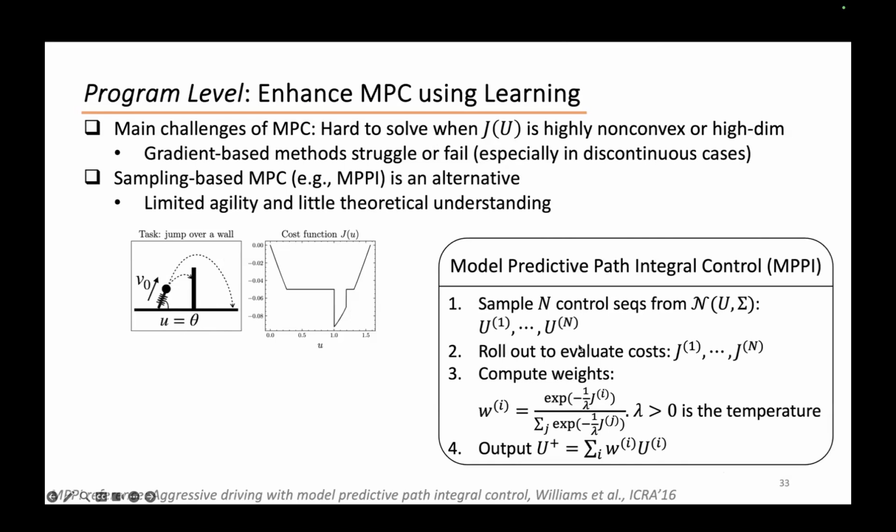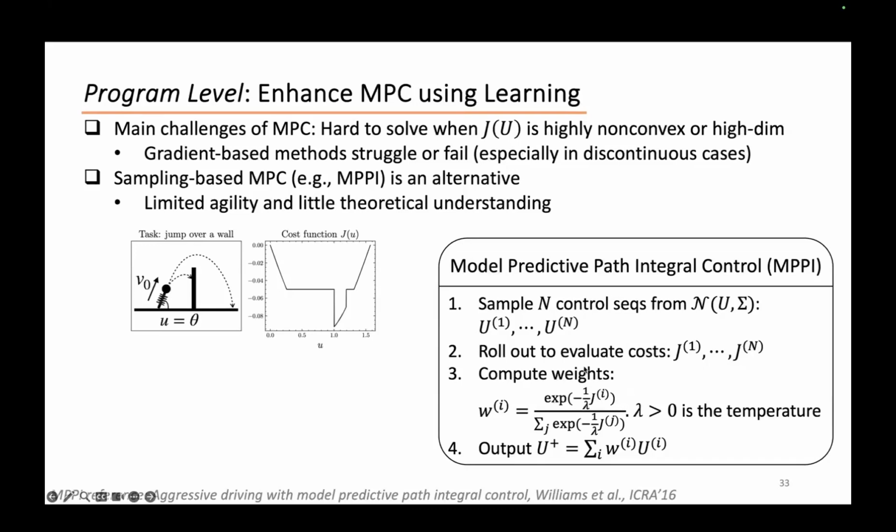So MPPI is a sampling-based MPC method, which is actually very intuitive. First, MPPI samples a whole bunch of control sequences from a Gaussian, where U is the mean and sigma is the covariance. Then we run these different samples in parallel simulation to evaluate the cost functions, J1 all the way to Jn. They're just a bunch of scalars for cost.